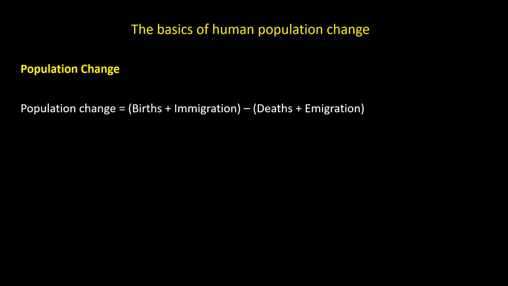The first set of parentheses contains the two factors that increase population, births and immigration. We subtract from that what is inside the second set of parentheses, which contains the two factors that decrease a population, deaths and emigration, or migration out of the area that we are studying.